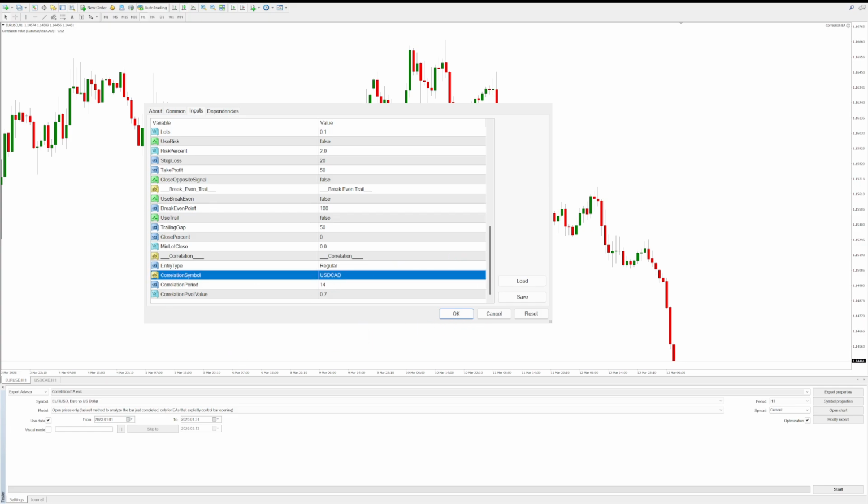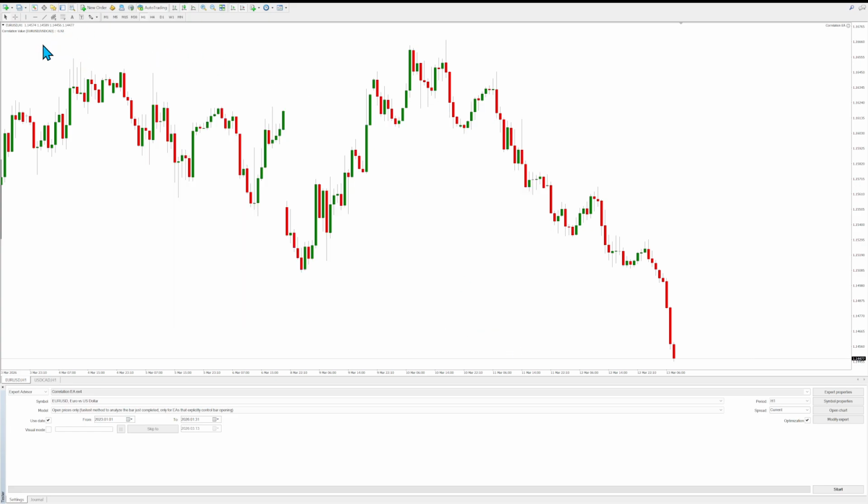If you go to the expert properties and scroll down, you can enter your correlation symbol here. As I said, this is a euro-dollar 1 hour chart, and for the correlation symbol, I've chosen the US dollar and the Canadian dollar, which you can enter here. You can enter any other symbol that you wish, and it will display the correlation value between the two here.